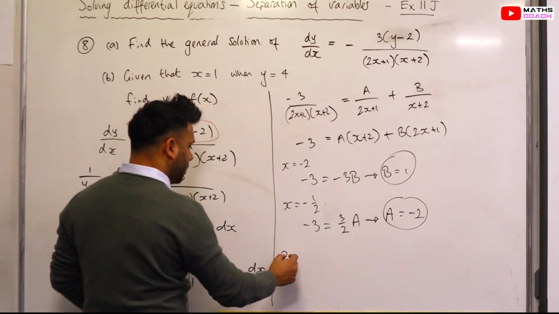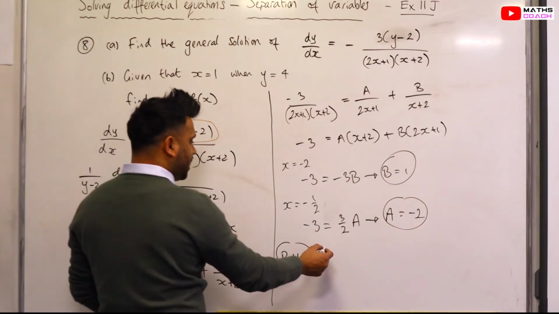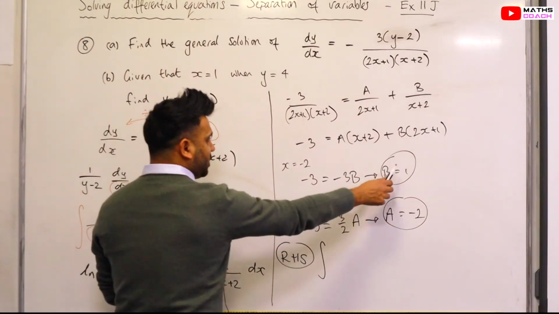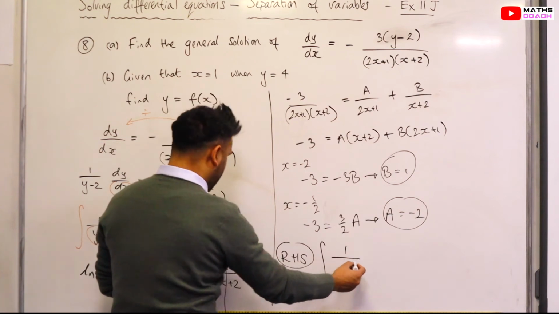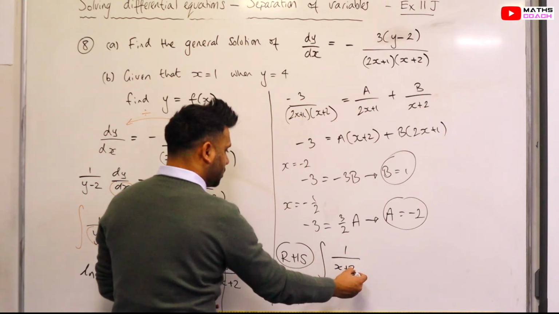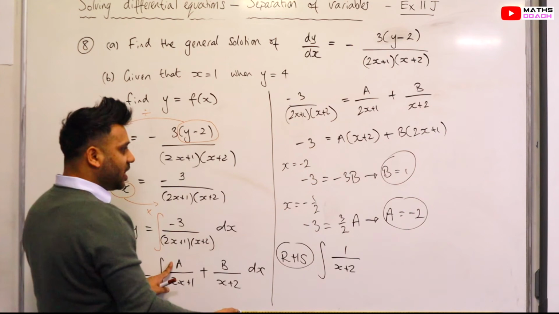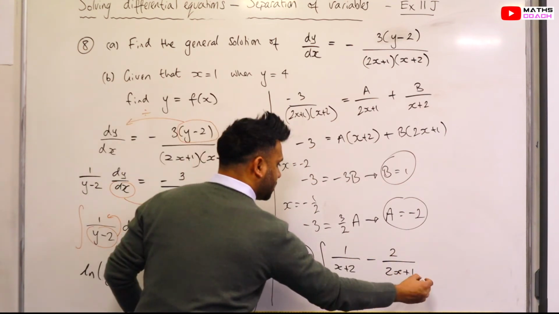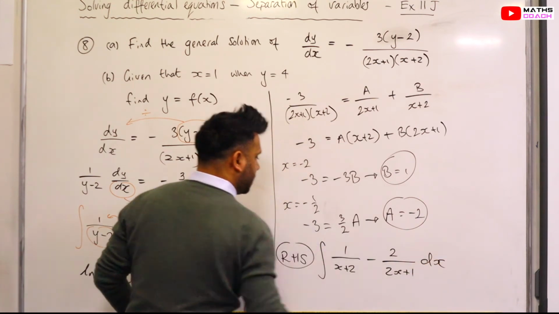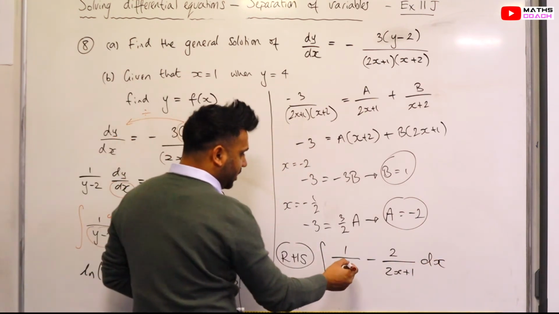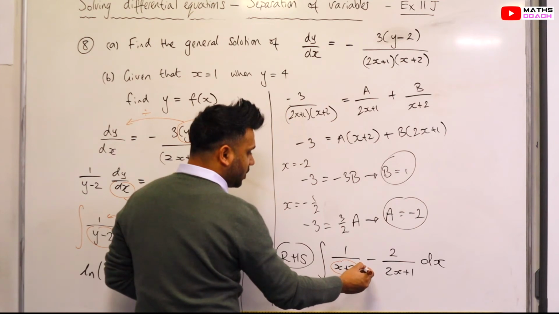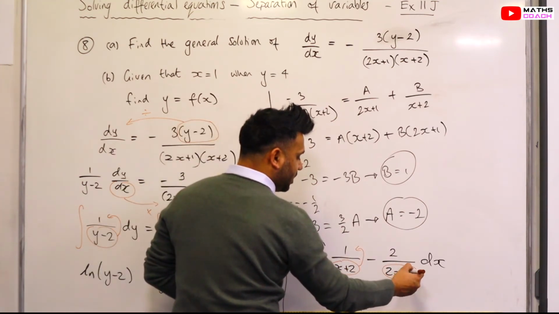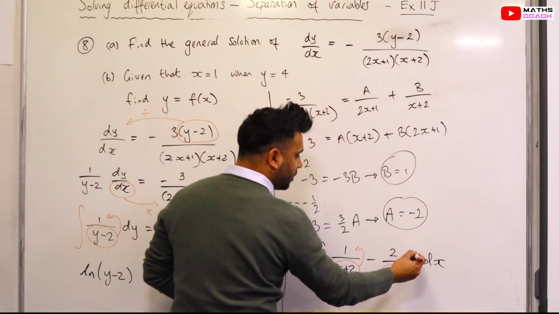So the right-hand side becomes the integration of, I'm going to write this fraction first because b is positive, 1 over x plus 2. And then we have a as minus 2, so it's going to be minus 2 over 2x plus 1 dx. If we now check that the denominator here differentiates into the numerator: if you differentiate the denominator here, that gives you 2, and we have a 2 on the top.